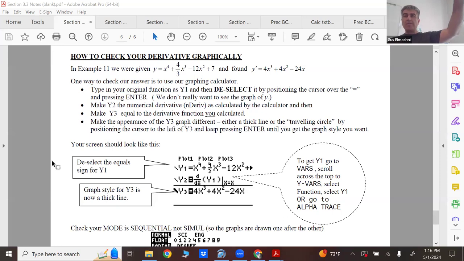Graph the original function, graph the derivative, and graph what you got by hand. Let the calculator graph the derivative of the original for you. Of course, it's best if you type this in correctly, otherwise that's your fault. If you take the derivative d/dx of that y1, and then graph what you got by hand, these two should verify each other. This will give you validation that you got it, because they should be the same graph. If they're not the same graph, you messed up somewhere along the way.